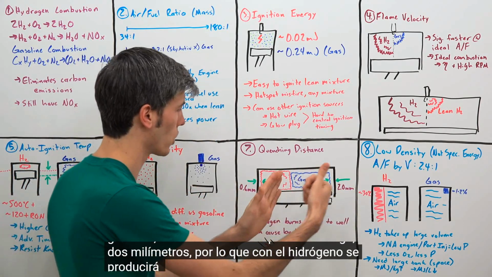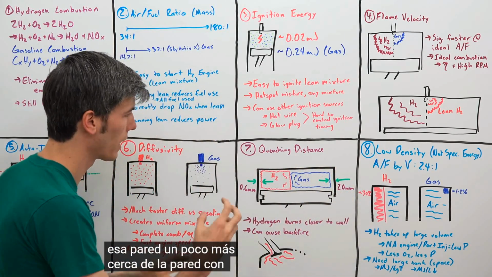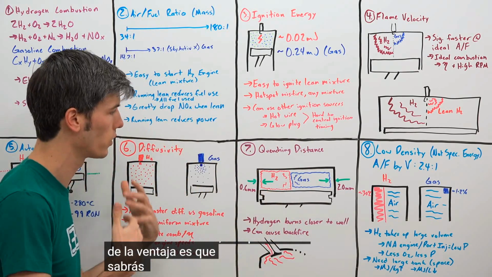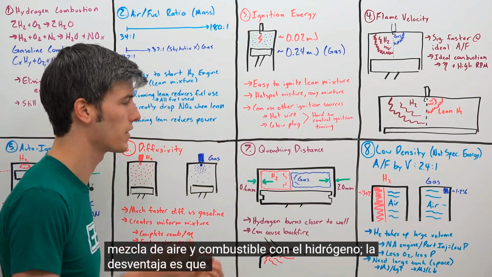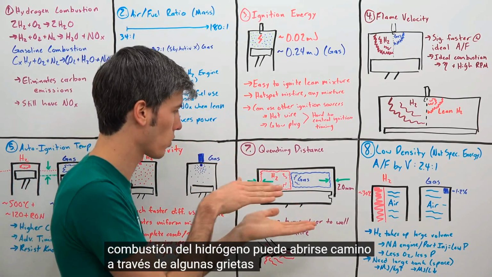And so with hydrogen, you're going to have combustion occur all the way to that wall, a little bit closer to the wall. With gasoline, it's not going to get quite as close. So the advantage there is that you're going to burn all of that air-fuel mixture with the hydrogen. The downside of it is that hydrogen combustion can work its way through some pretty small crevices.